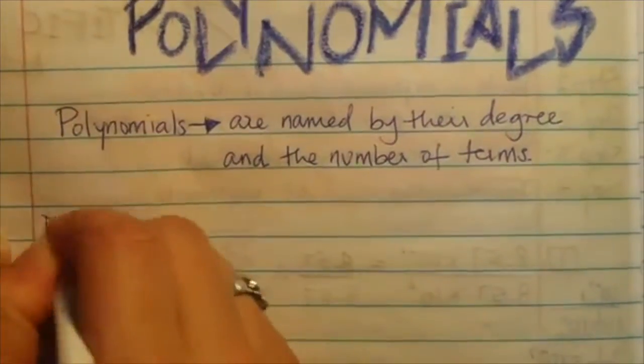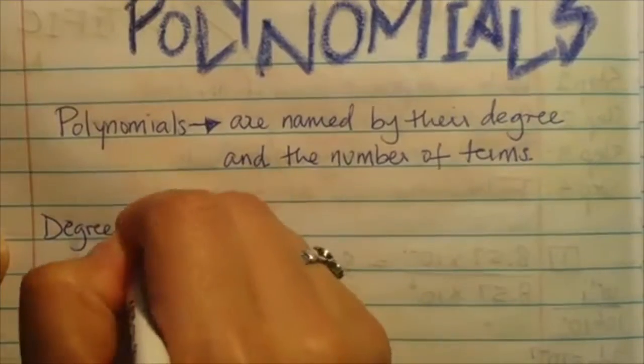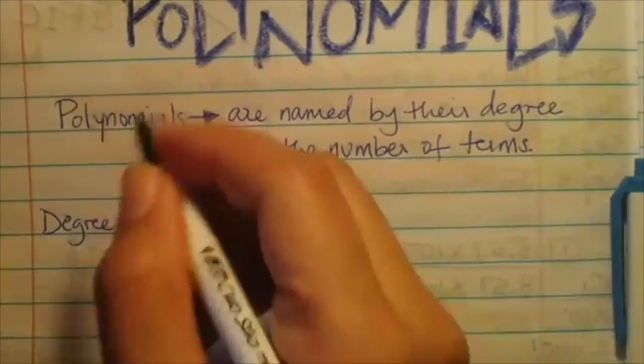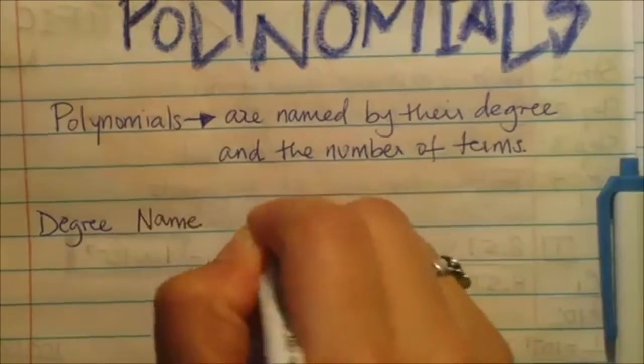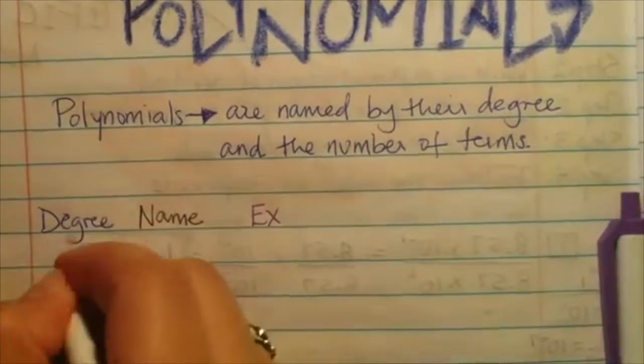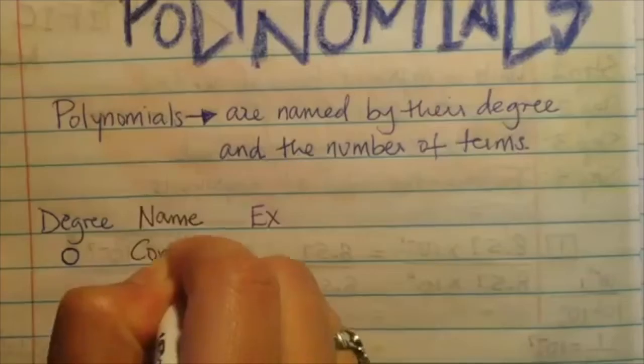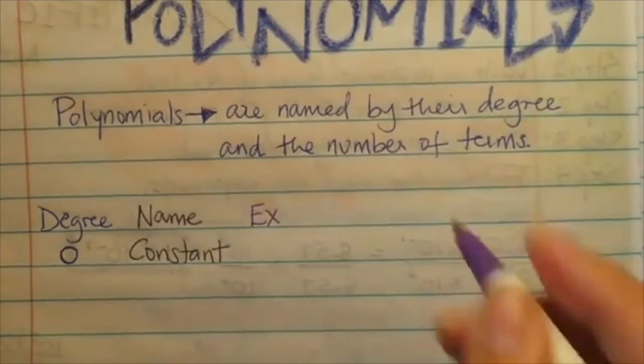All right, so we're going to take a look at each one individually. So let's first look at degrees. Go ahead and write down degree, then name, and as an example. Then write EX, so you can actually write out example. So if it has a 0 degree, it's called a constant. What does that look like?